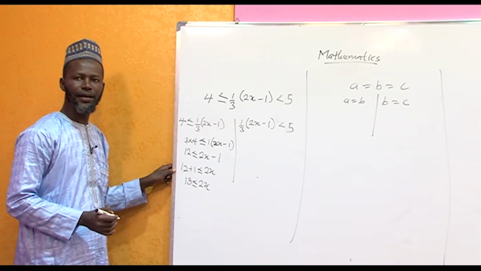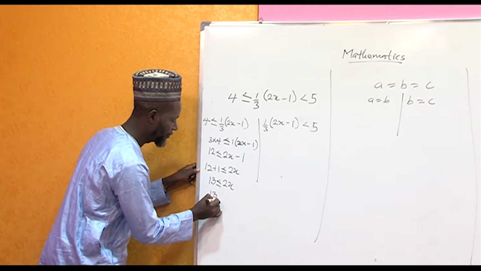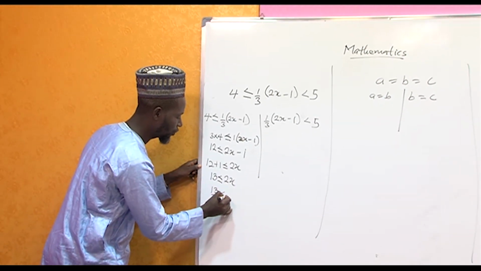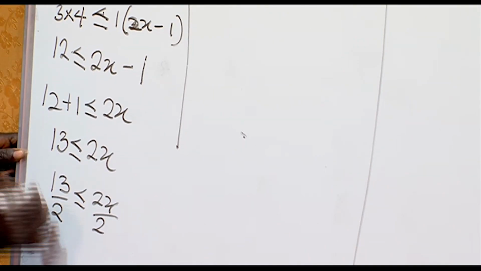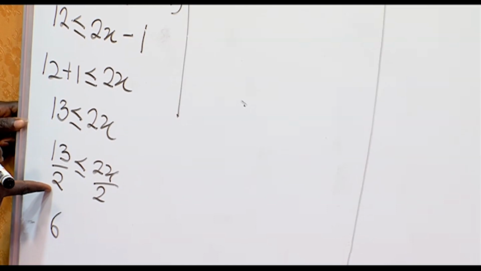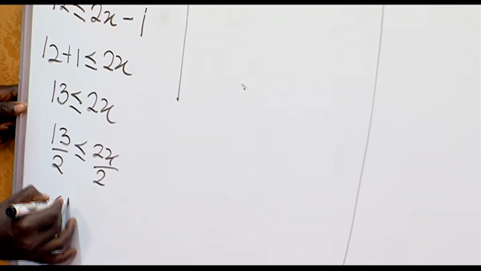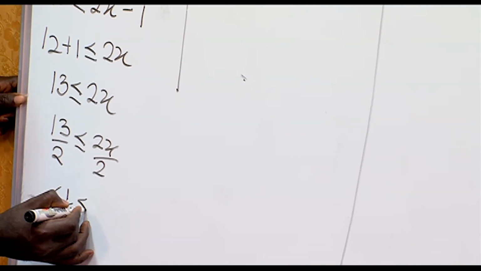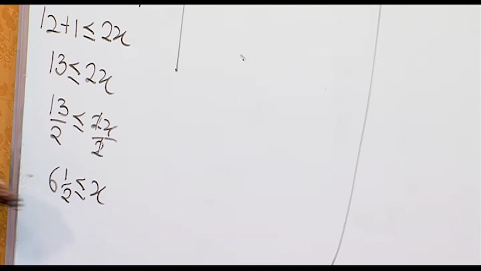Then divide both sides by 2. So we have 13 divided by 2 less than or equal to 2x divided by 2. So we have 6, that is, how many 2s are in 13? That is 6, remainder 1, which is 1 over 2, less than or equal to, how many 2 into 1? That is x. Can we leave our answer like this?